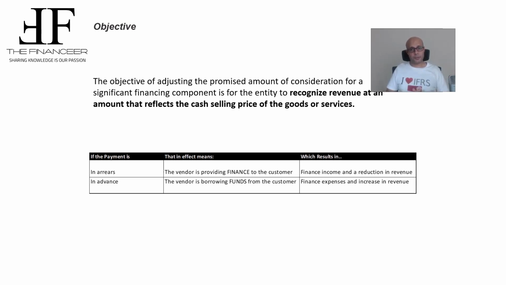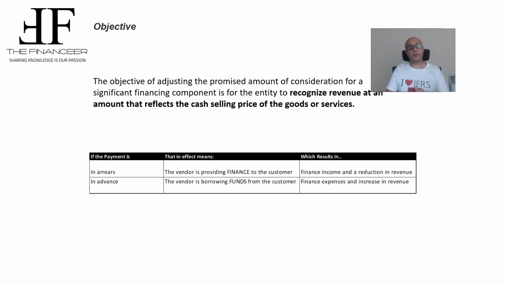Let's understand the case. If the company is going to deliver the product and the service today, and the customer is going to pay the company after 2-3 years, for example, effectively the company is financing the customer. The company is giving a loan to the customer, and for that reason we have to recognize interest income or finance income in the financial statements, and this finance income will be reported separately from the revenue, specifically in the statement of financial performance, the P&L.